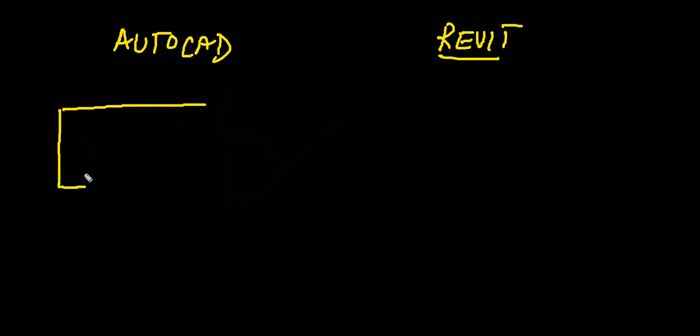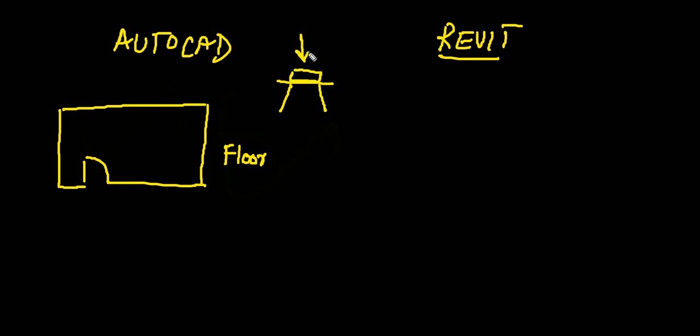Revit and AutoCAD. Let's say we are drawing one building, designing one building. This is the floor plan, let's say. This is the door. I'm giving you the simplest example. This is called a floor plan. Floor plan means you are looking from the top. This is your eyes, let's say. This is the table, and your drawing is here. You're looking from the top. This is called a floor plan.